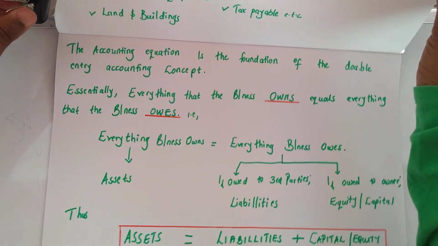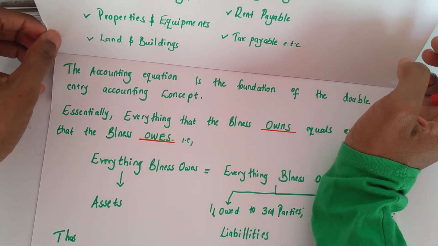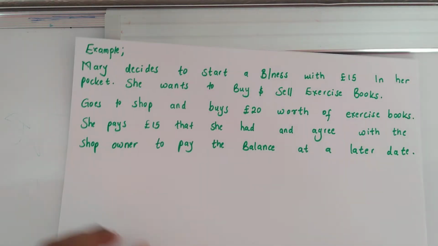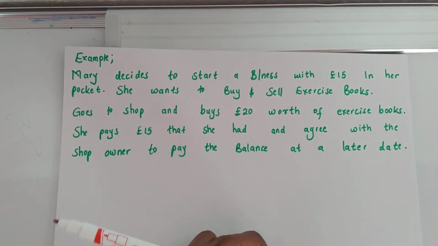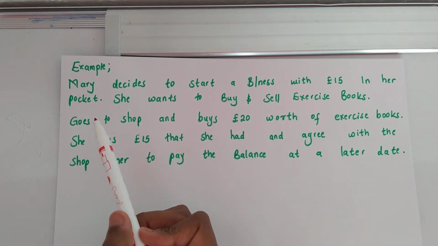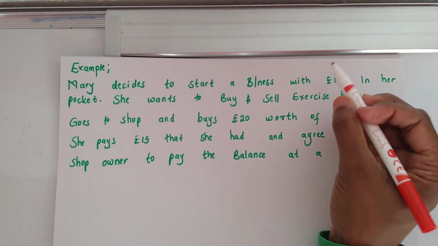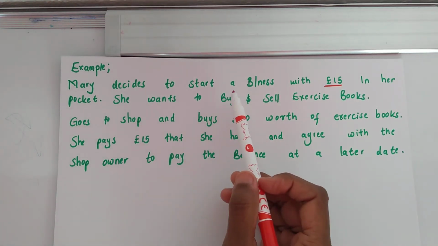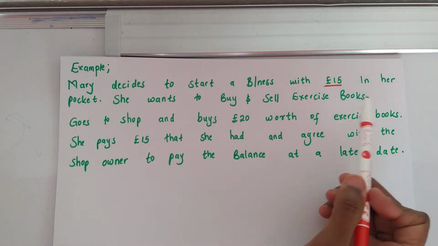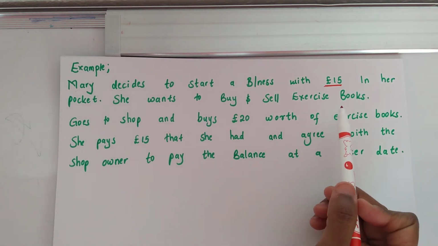Now let's try to do an example, and hopefully it will help us understand better. We do a simple exercise here. So, example: Mary decides to start a business with 15 pounds. She has 15 pounds only. So Mary decides to start a business with 15 pounds in her pocket. She wants to buy and sell exercise books.